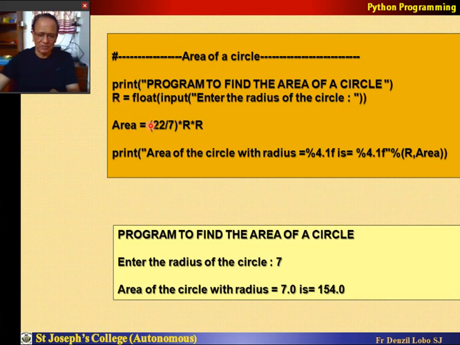I am having this formula, pi r square, 22 divided by 7 into r into r. So this is my assignment statement, and I get the result of that. Area contains the result. Then I display. As you see here, I have entered the radius 7. The area of the circle with radius 7.0, the %4.1f that I have said, is equal to 154.0. So again, percentage within brackets, R and area. R appears here, area appears here.